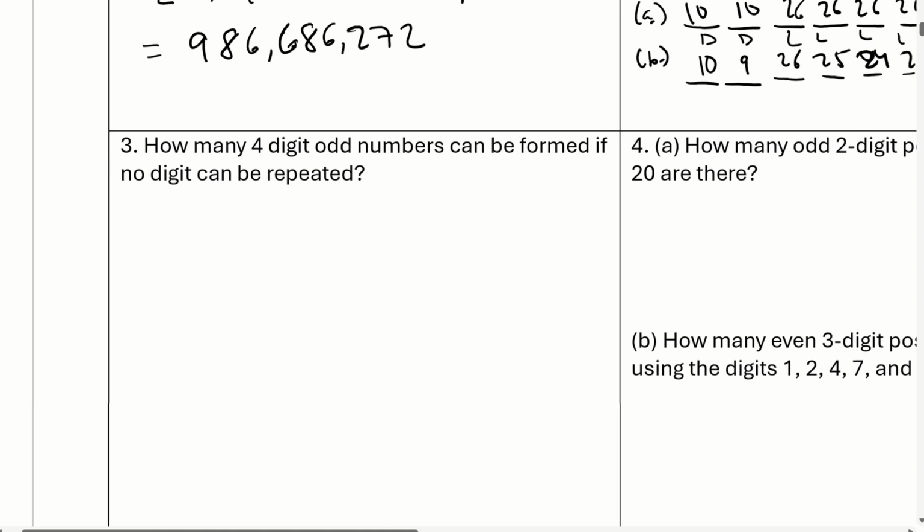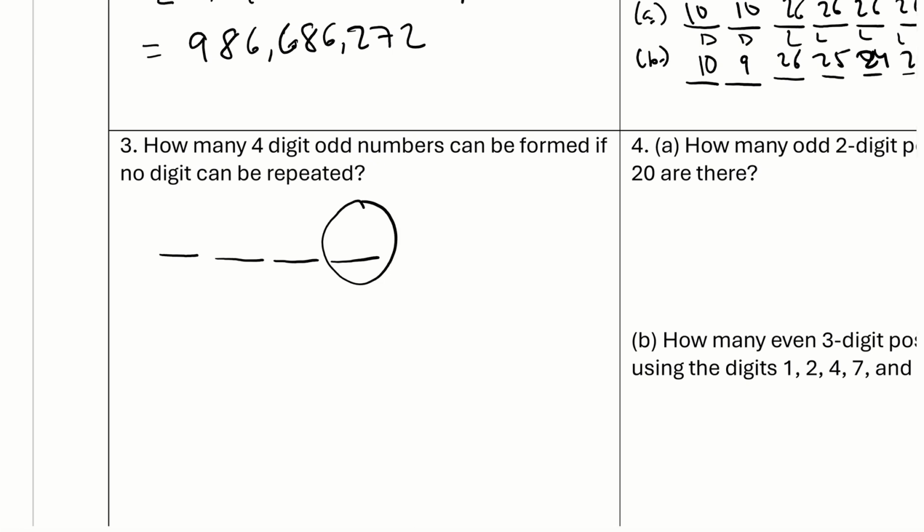All right, so number 3, how many 4-digit odd numbers can be formed if no digit can be repeated? Here we go. We got 1, 2, 3, 4 digits. Remember that the last digit tells you whether it's going to be odd or not. So we need this to be odd, and then the others could be any number. So here we got 1, 3, 5, 7, and 9, those are the numbers that we can use in order for that to be an odd number.